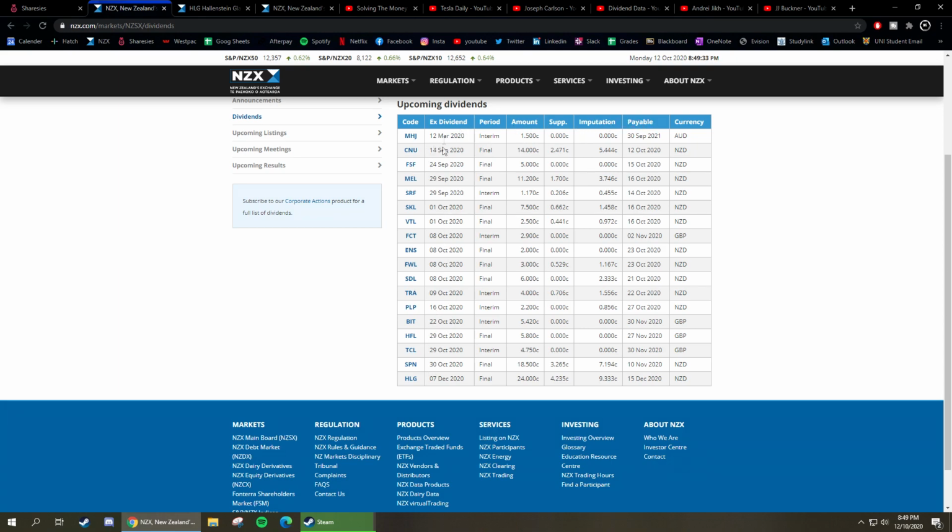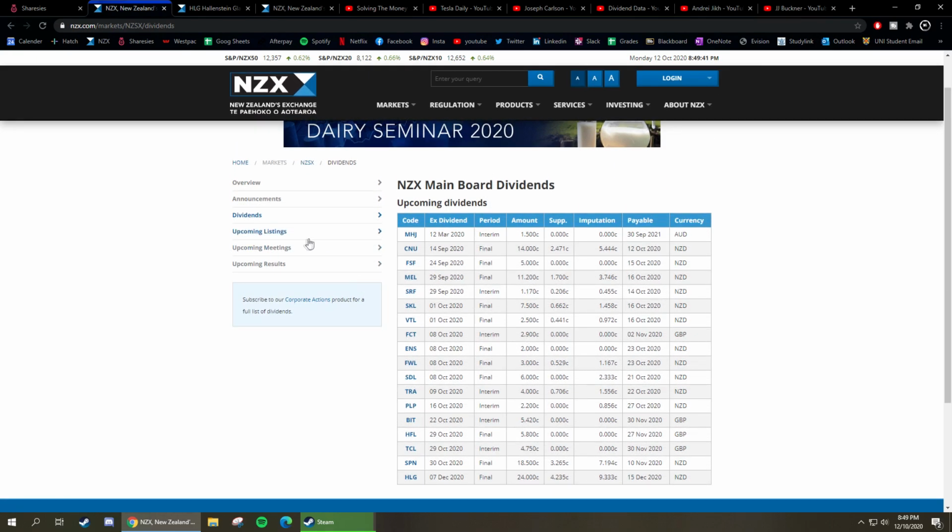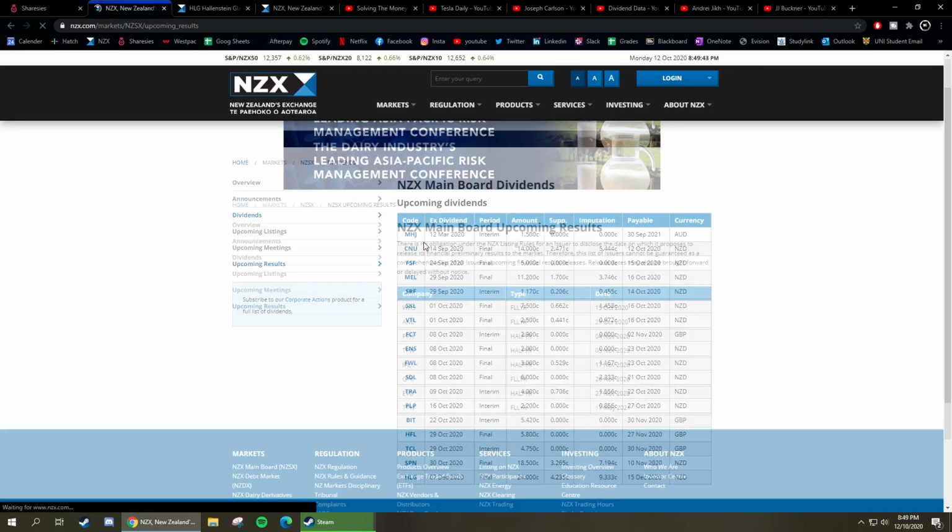So this is super handy to see a big sheet if you own a lot of stocks, instead of going through them one by one. Another thing you can look at is upcoming results.